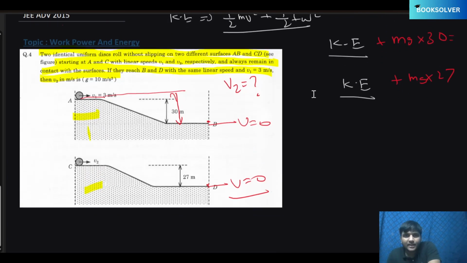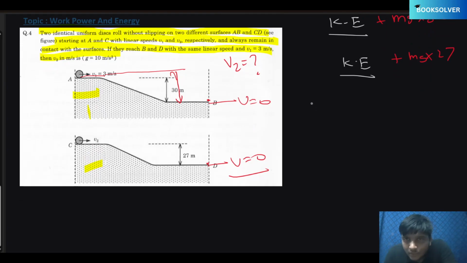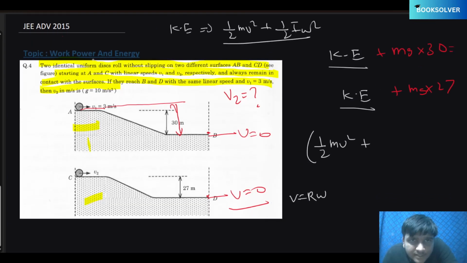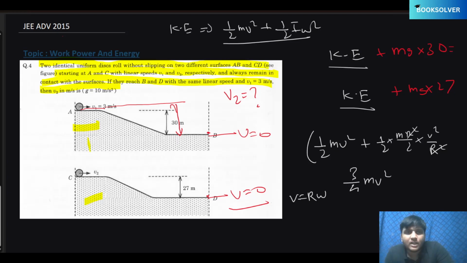So how can we write the kinetic energy for our first part? It is half m v square plus half I omega square. For pure rolling, v is equal to r omega. The moment of inertia for a disk is m r square by 2. So half into m r square by 2 into omega square, which is v square by r square, gives a quarter m v square. So half plus 1 by 4 is 3 by 4 times m v square. We can similarly do this for the second disk also.